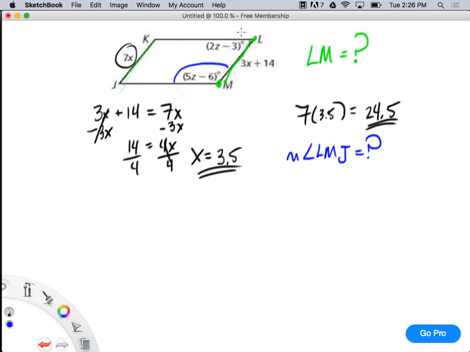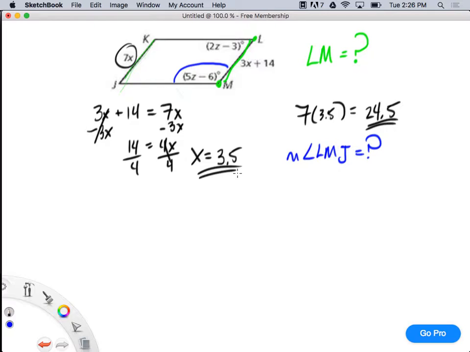What do I know about these two angles? Are they equal to each other? Are they congruent? No. Class, raise your hand if you think they're congruent. No. What are they actually? Supplementary. They're consecutive, one right after another. So they're supplementary angles in a parallelogram. Does that make sense? Okay.